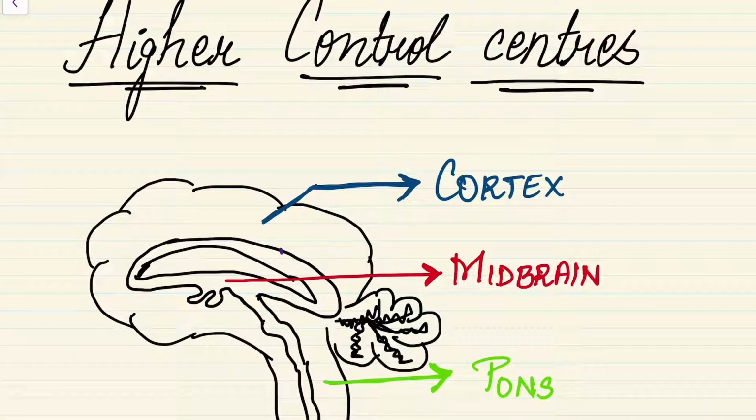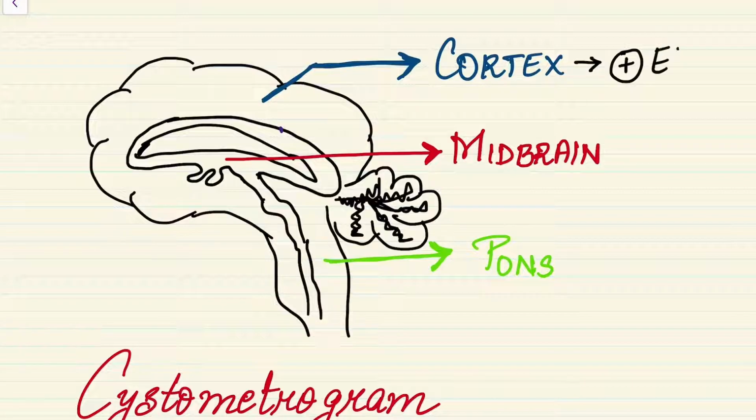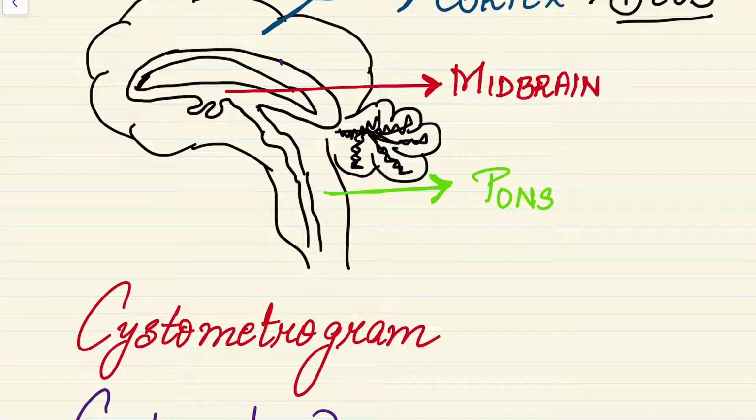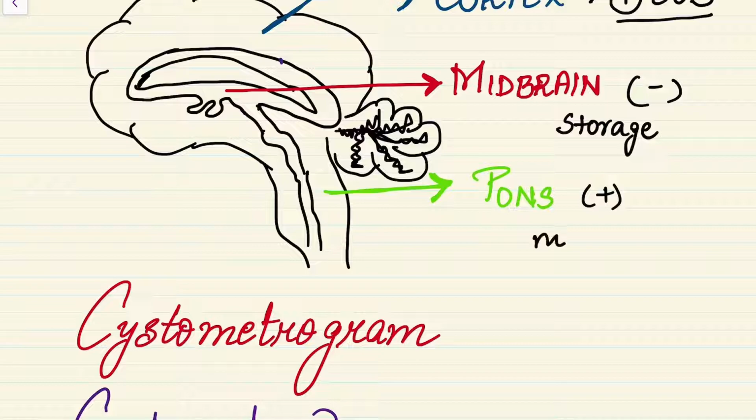We have higher control centers. 3 main higher control centers are the cortex, the midbrain, and the pons. As earlier stated, the cortex is very important in the continuous contraction of the external urethral sphincter. In simple ways, it maintains the tone of the external urethral sphincter. The midbrain has a storage center. That means it inhibits micturition, whereas the pons has a pontine micturition center. That is, it supports the voiding of urine.